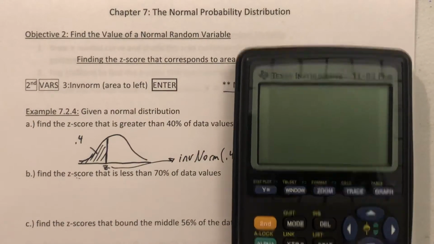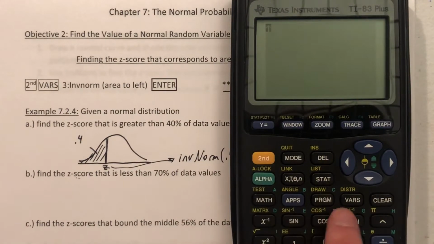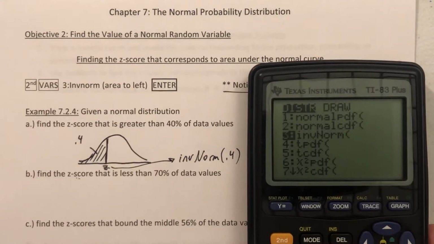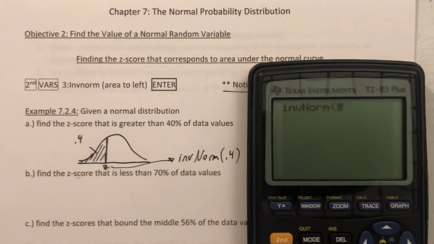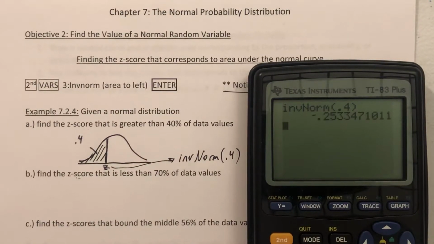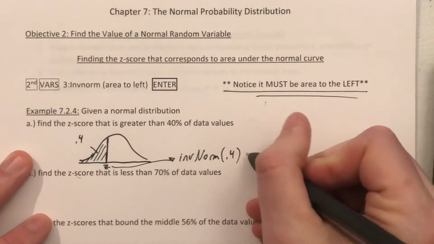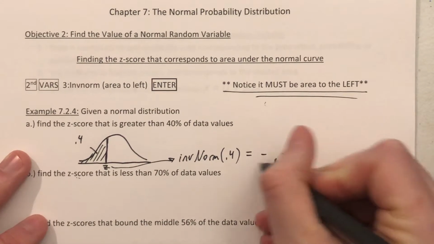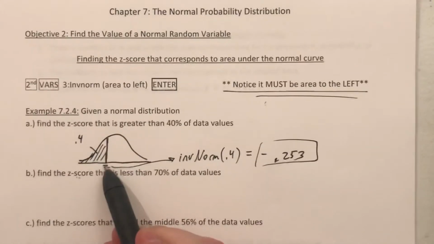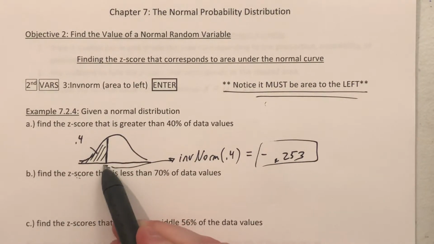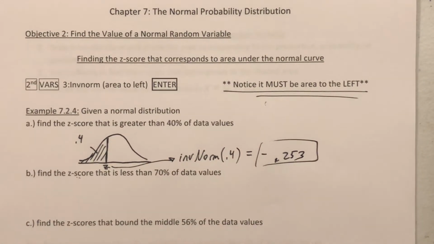So again, it's the same menu, second and distribution, but then you go down to option number 3, inverse norm, enter, and all you do is you enter the area to the left and it spits out that z-score. Being a z-score, I'll go ahead and round it to 3 places. So negative 0.253. And notice, it makes sense that it would be a little bit to the left of center. Center is 0, a little bit to the left, so a negative z-score value there.